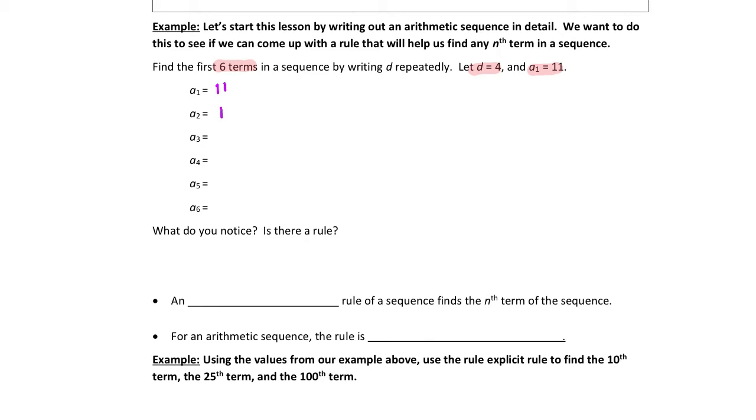So the next term, a of 2, is going to be 11 plus the common difference, which is 4, and that's going to equal 15. So the next number in our sequence is 15. Then we've got 11. Now remember, I want to write this as repeated addition. So we're going to add another 4 onto that, and this time that'll make 19. So 11 plus 4 is 15, plus 4 is 19. Then we'll take the 11 and we'll add another 4 onto it.